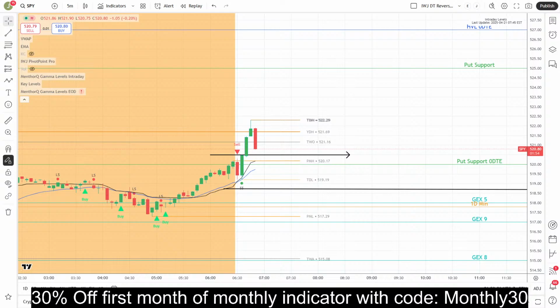There we go. Okay, we're getting in at 264 at 521. So the strike is 521. Our stop is going to be 521.50.